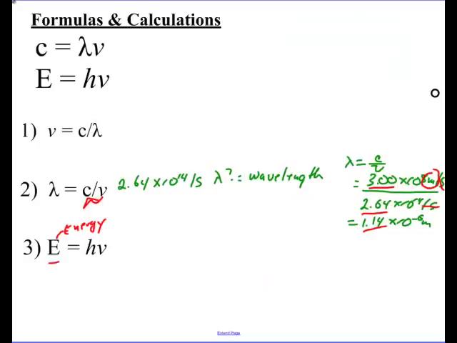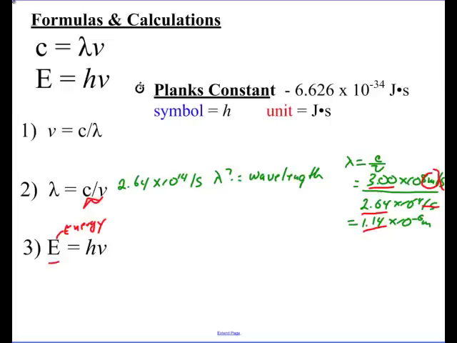Now, Planck's constant is a constant that Mr. Planck came up with when figuring out exactly how energy and frequency were related. The symbol is this italic h. The unit is a joule second. All right, and look how small this number is: to the negative 34th joule second. It's a really, really tiny number.